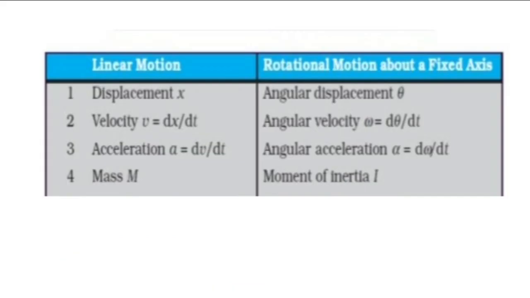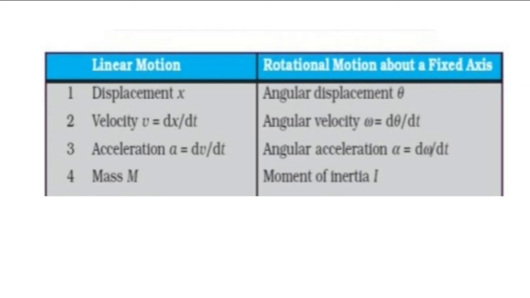We have already studied the analogous terms for different physical quantities in rotational motion in comparison with linear motion. Analogous to displacement, we have angular displacement. Analogous to velocity, we have angular velocity; to acceleration, angular acceleration; and finally, analogous to mass, we have the term moment of inertia in rotation. In rotation itself, we are focusing on rotation about a fixed axis.